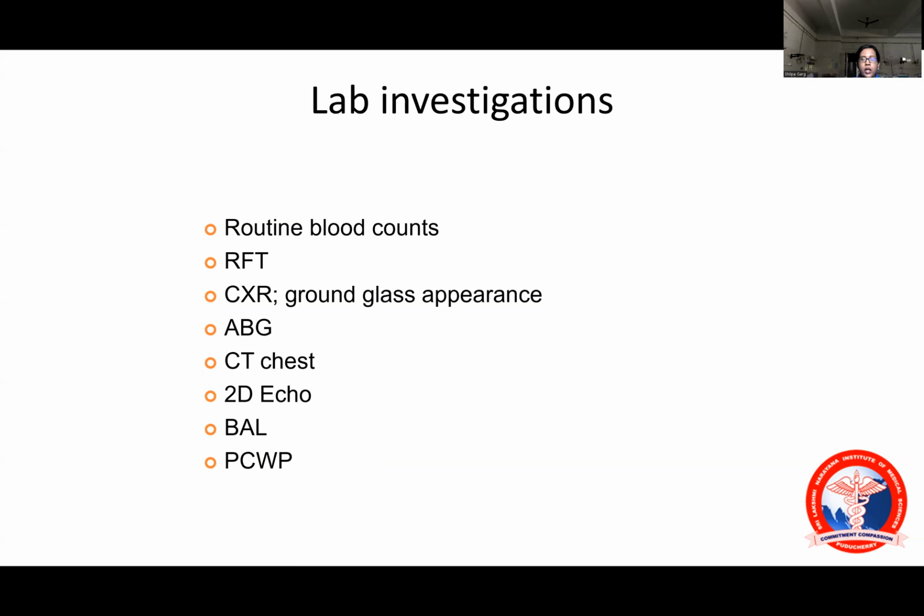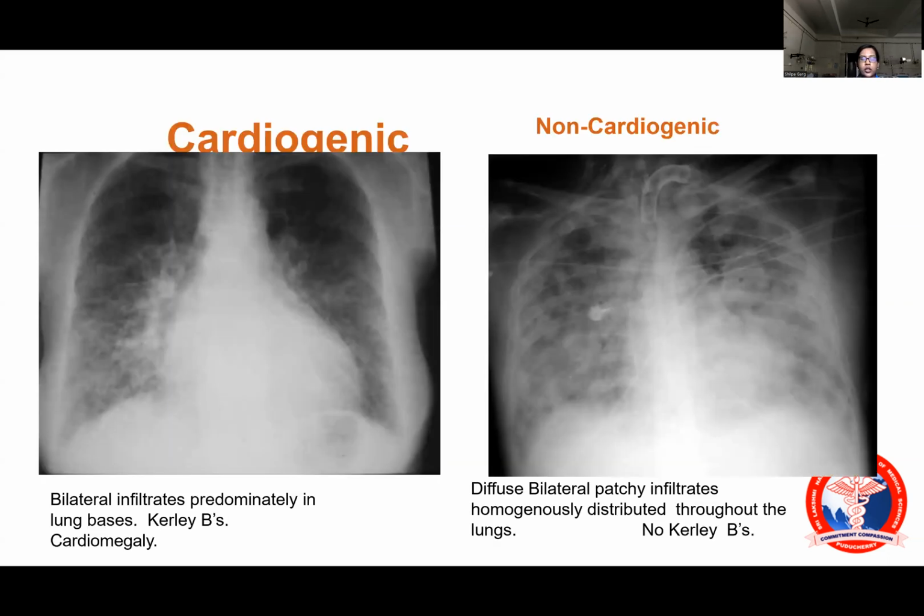A 2D echo, and a BAL sample you can take when you suspect any infectious cause of the lung. PCWP, that is pulmonary capillary wedge pressure, you can take to rule out cardiogenic cause, but 2D echo is more than enough. So this is the difference between cardiogenic shock and non-cardiogenic shock, otherwise called ARDS.